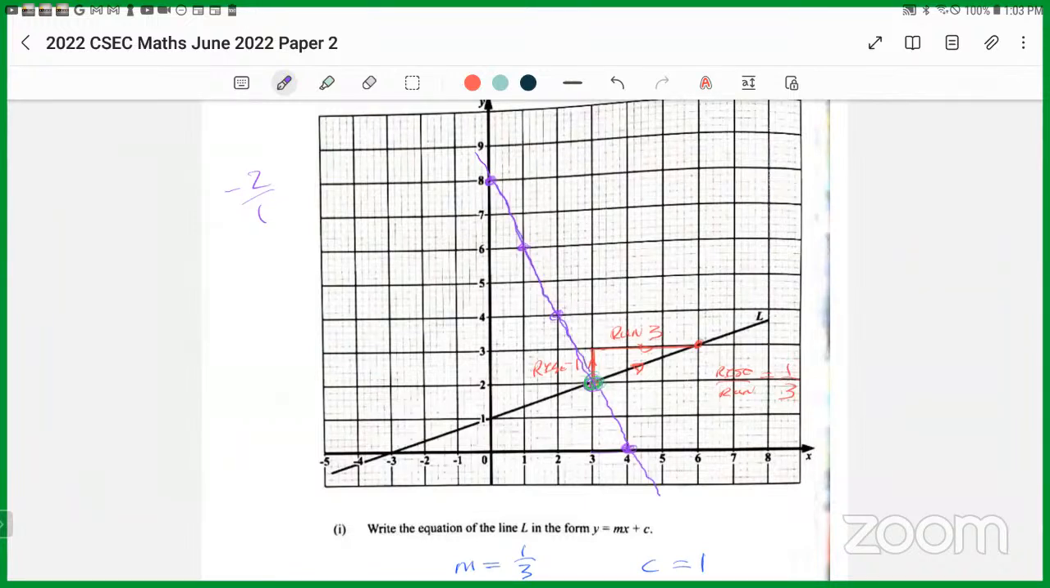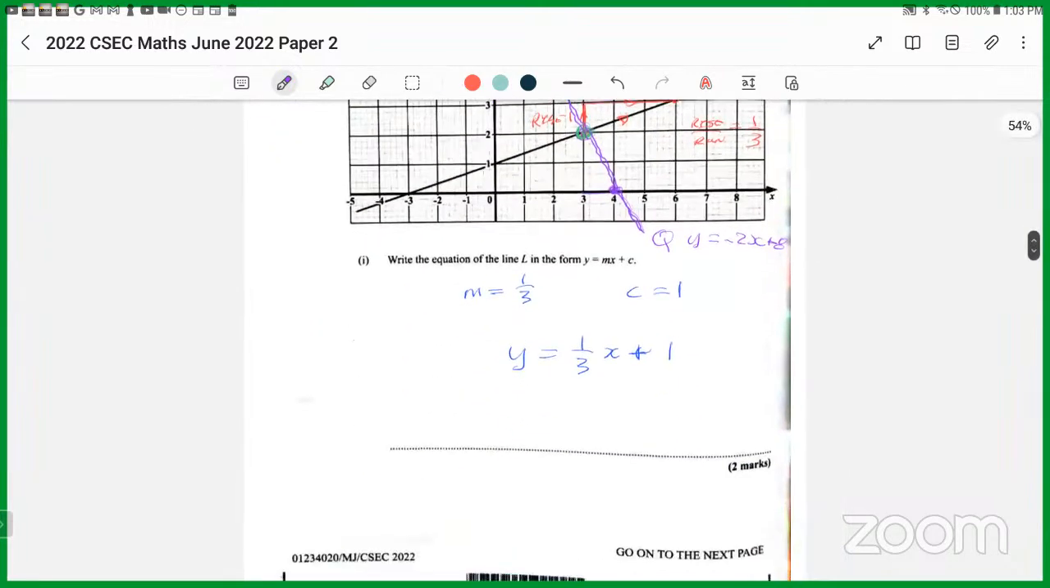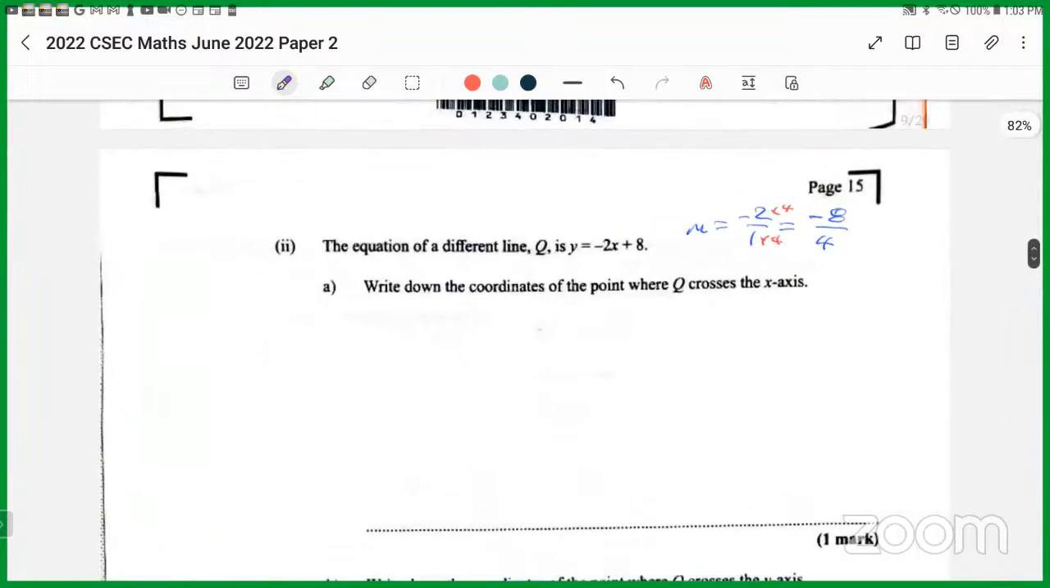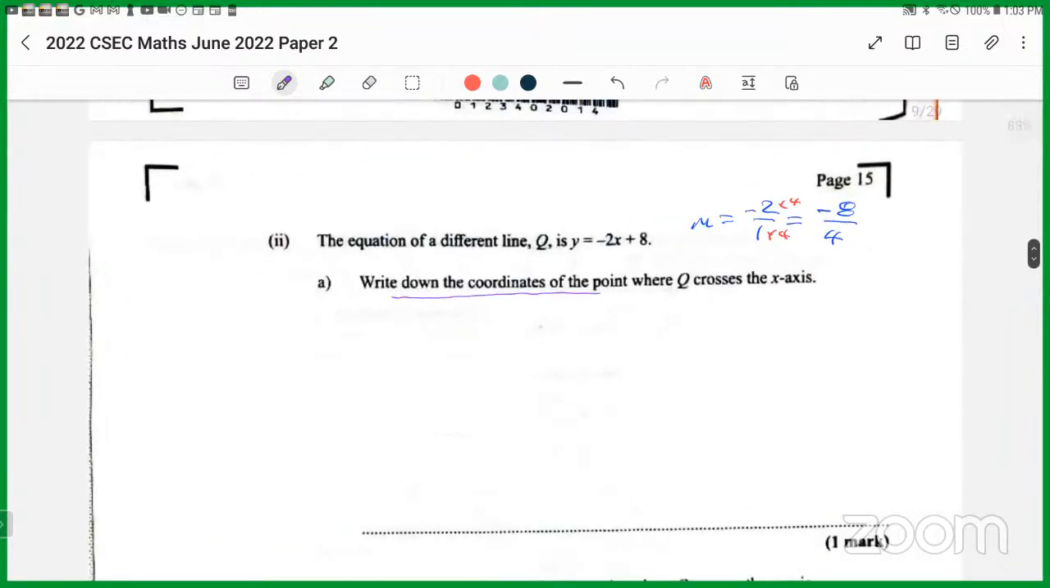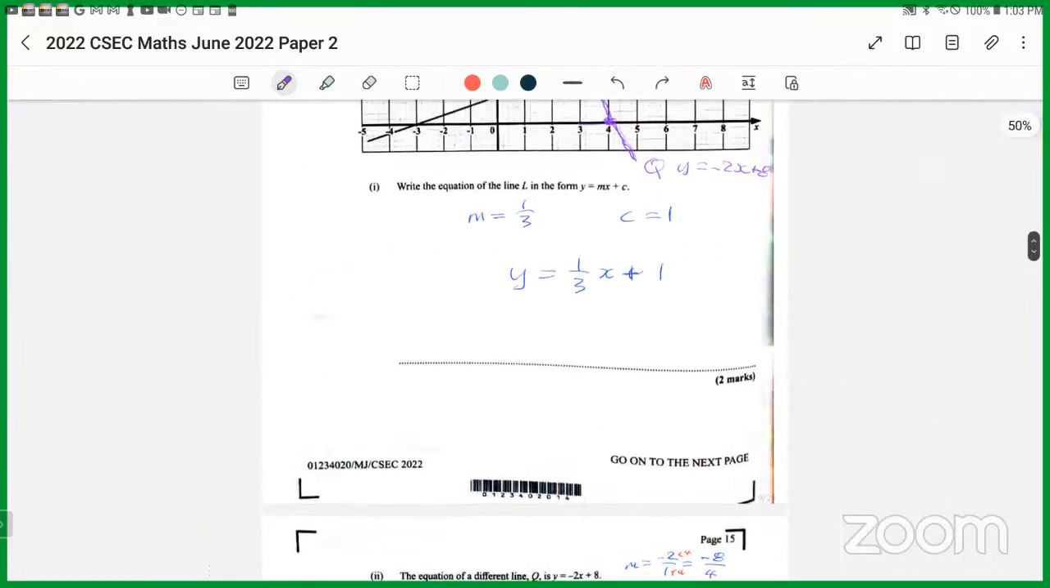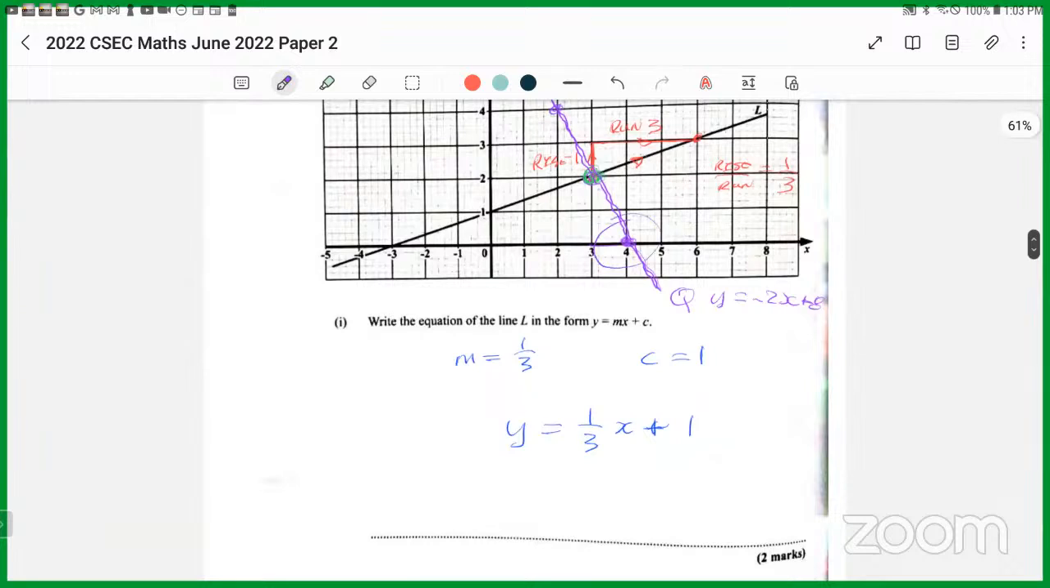So I've drawn the line. This is the line Q, y equals minus 2x plus 8, that they just told me about. But the question asks, they said, write down the coordinates of the point where the line Q crosses the x-axis. That's 4, 0 right here. We cross the x-axis at 4, 0.